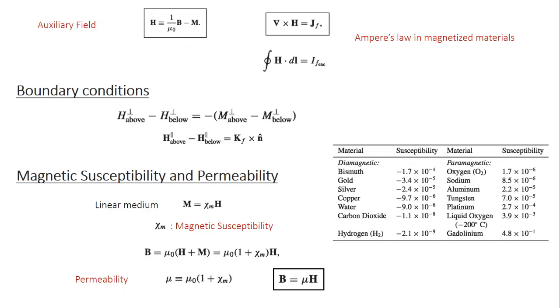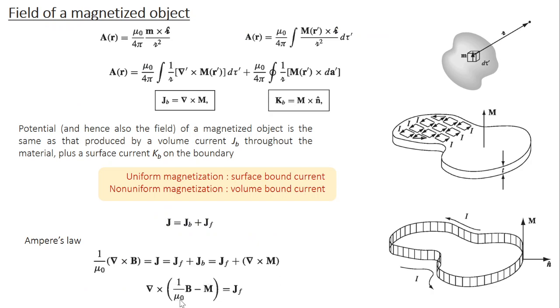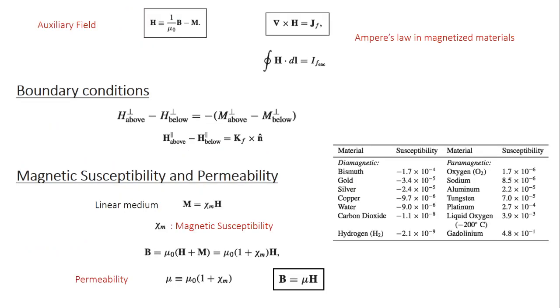So if you go back to this equation, the term inside the bracket is now H. So Ampere's law can be written as curl of H equal to JF. This is Ampere's law in the differential form. Now using Stokes' law, you can rewrite this equation in the integral form. So Ampere's law in integral form reads as integral H dot dl equal to IF enclosed, where IF enclosed is the total free current enclosed by the loop.